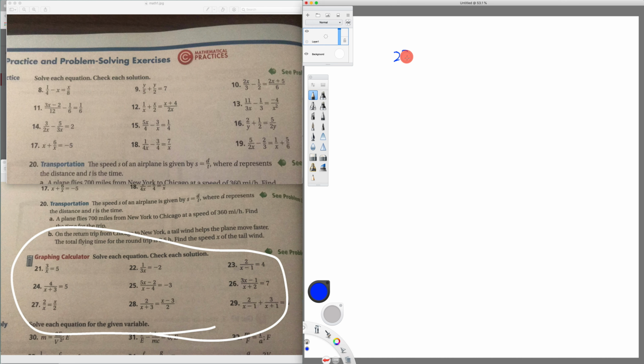Whoa, 28. I'm going to figure out my little buttons on my pen here. We have 2 over an x plus 3 is equal to an x minus 3 over a 2.